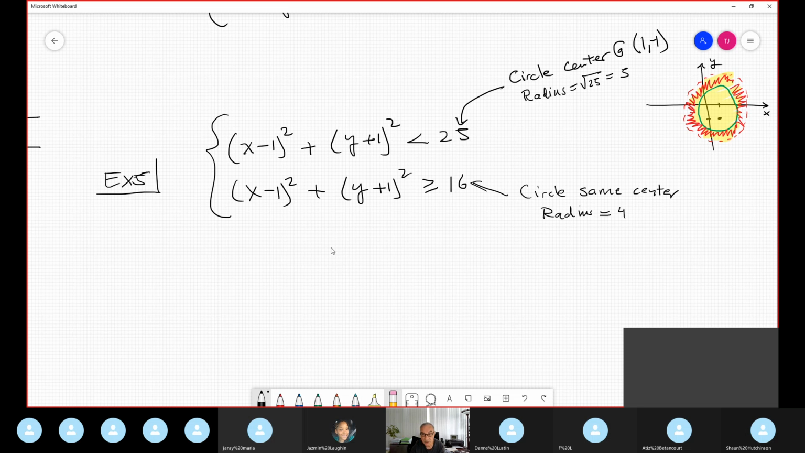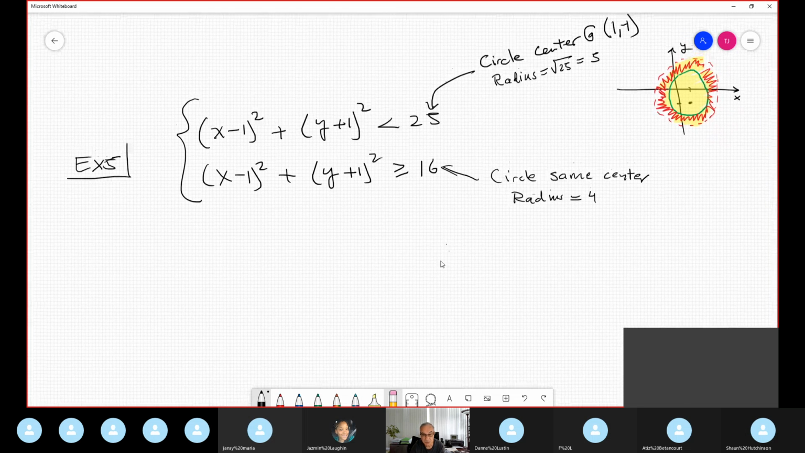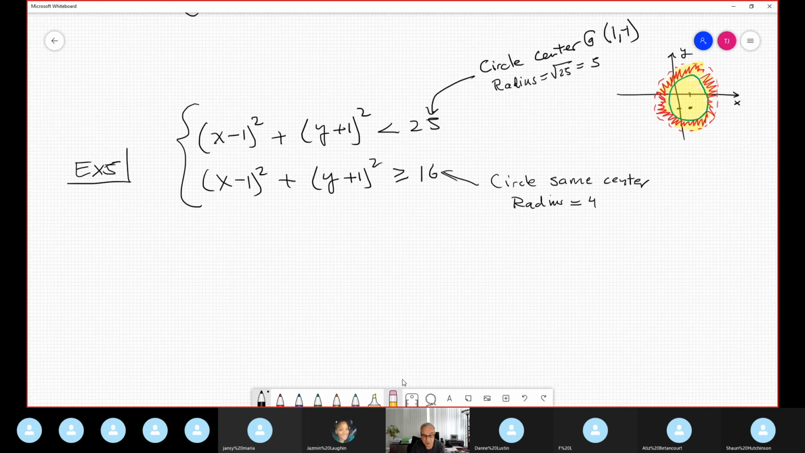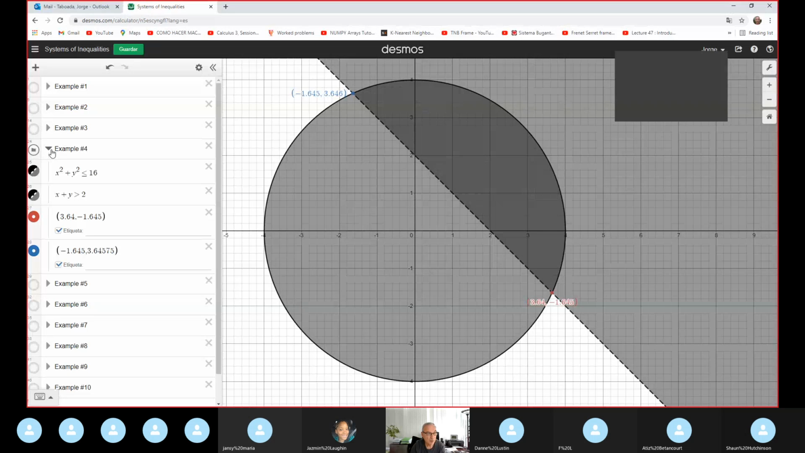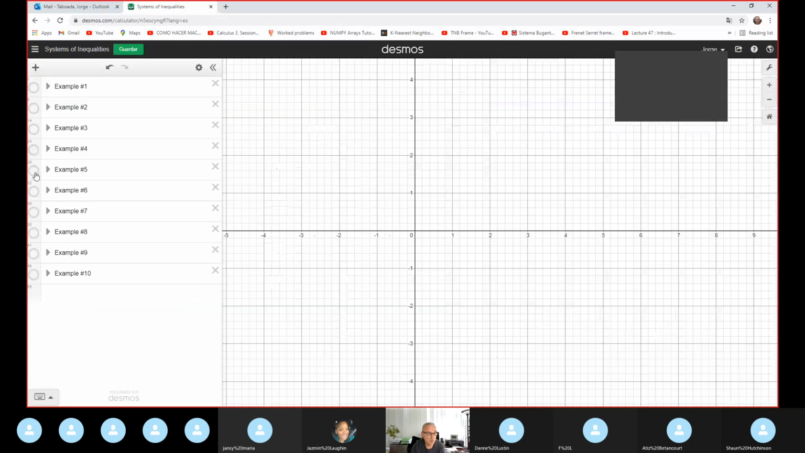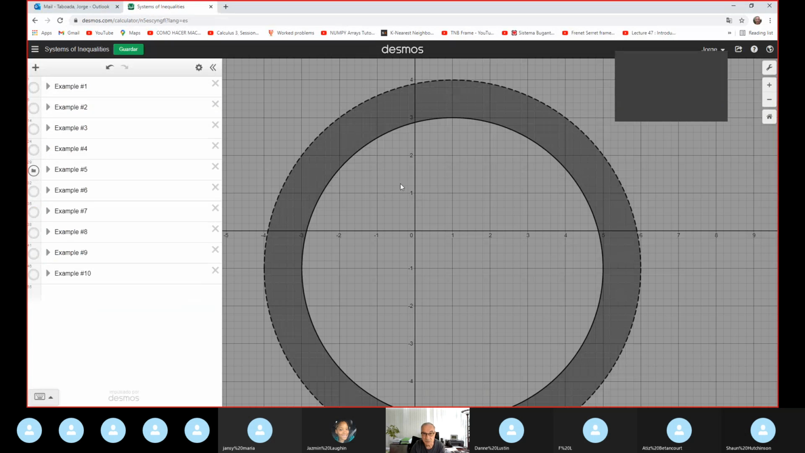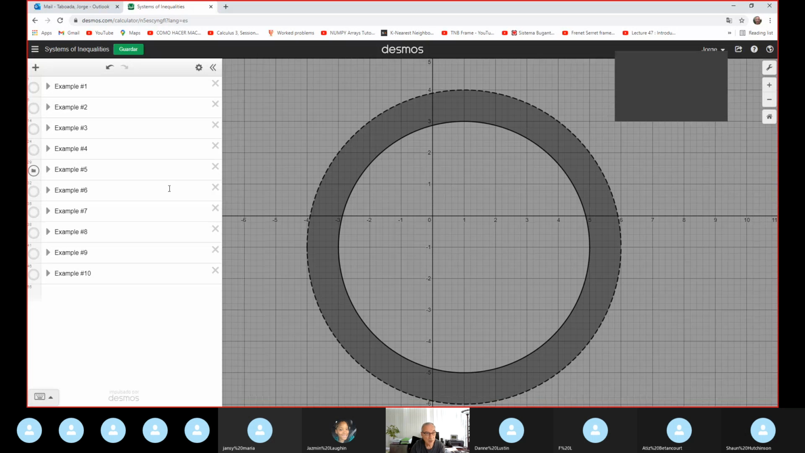Okay, just in case, I want to make sure, let me switch to decimals to see more clearly. We are talking about example 5. Example 5 looks like that. Boom! Look at that.